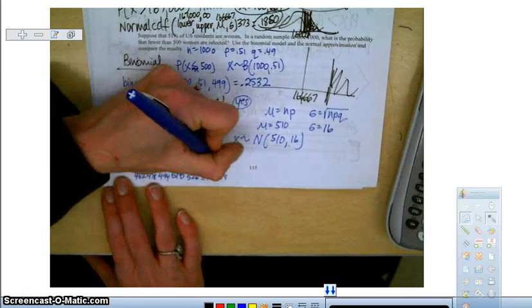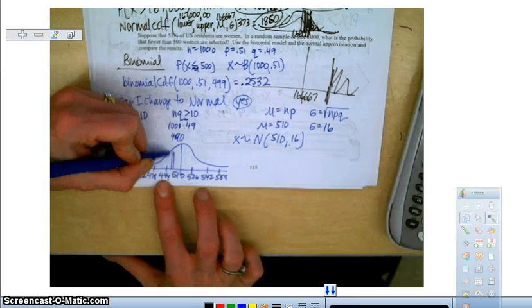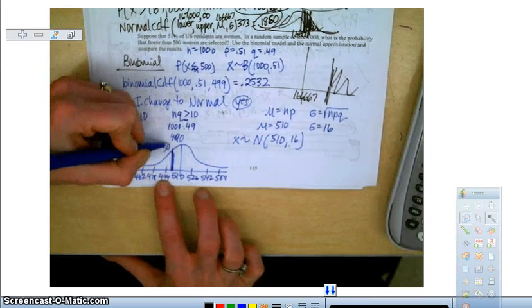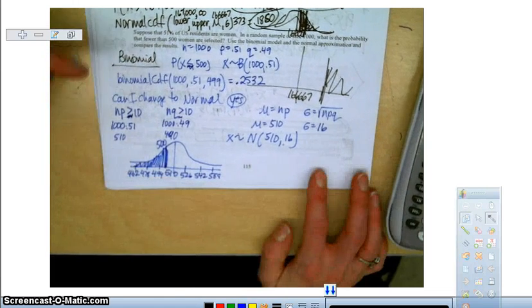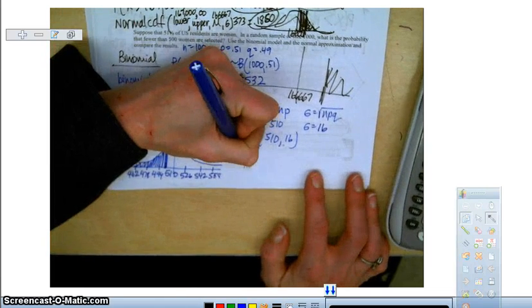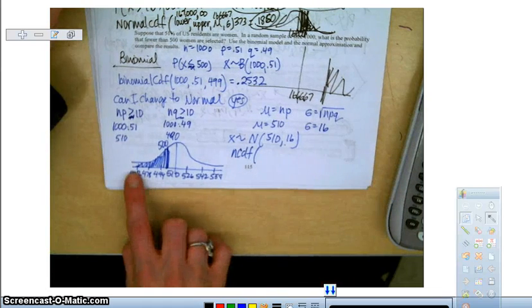So here's my normal distribution, and I want to know the probability that x is less than 500, so isn't 500 about right in there? There's 500, and less than that is right down here. So now I'm going to do NCDF. What's my lower bound? Look at the picture.